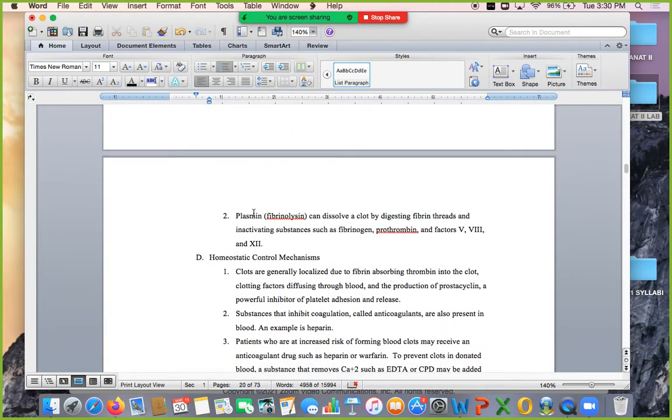We have something called plasmin or fibrinolysin that helps break down that clot by digesting those fibrin threads and inactivating several substances that you may have seen in those extrinsic, intrinsic, and common pathways, such as fibrinogen, prothrombin, and blood clotting factors like 5, 8, and 12.